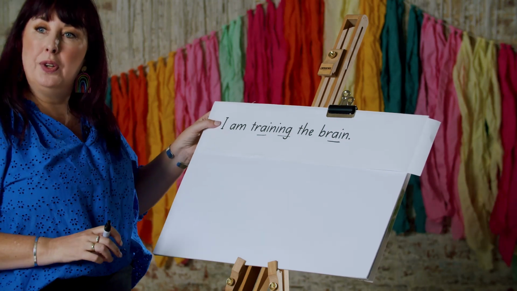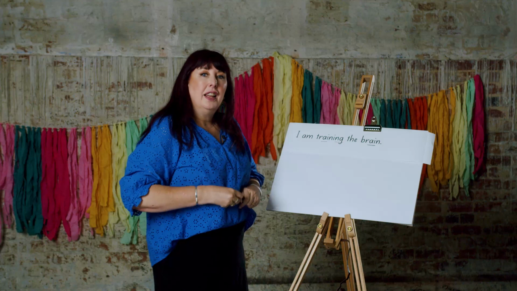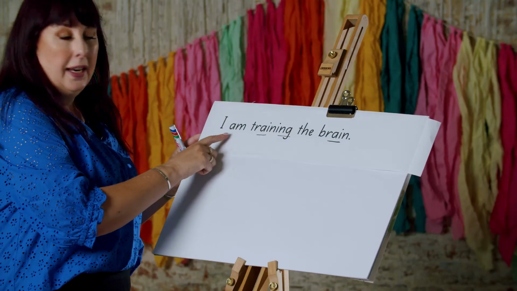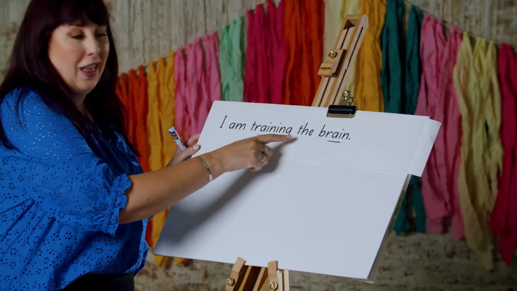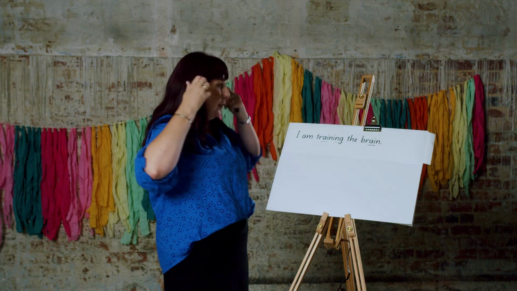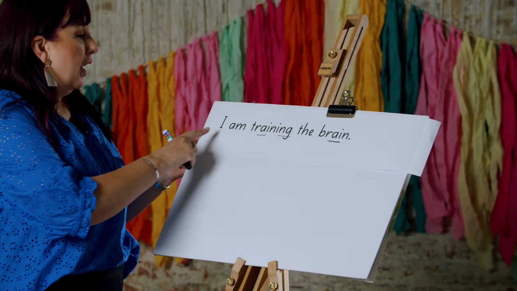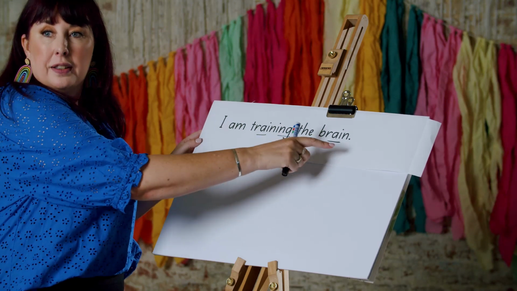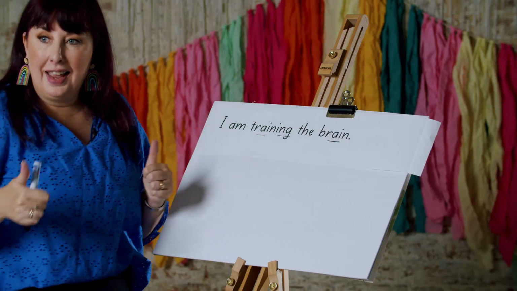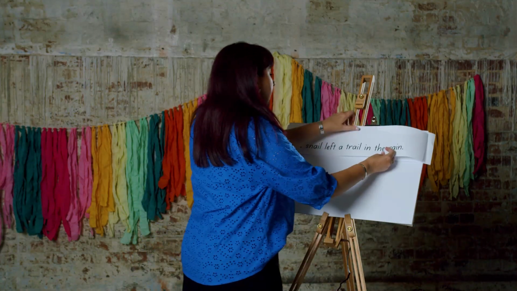Notice I've got a capital letter at the start of my sentence and a full stop at the end. Let's read that sentence together. I am training the brain. I'm training all of your brains. I'm training my brain. Let's read that sentence together a little bit more quickly. I am training the brain. Good job. One more time. I am training the brain. Excellent. We're going to do one more sentence together.